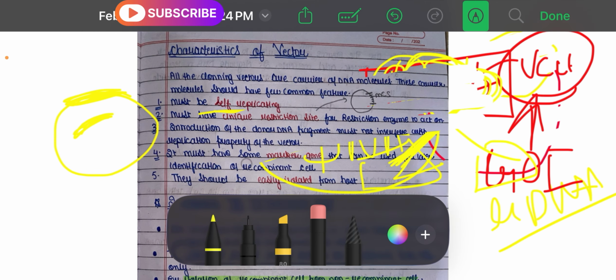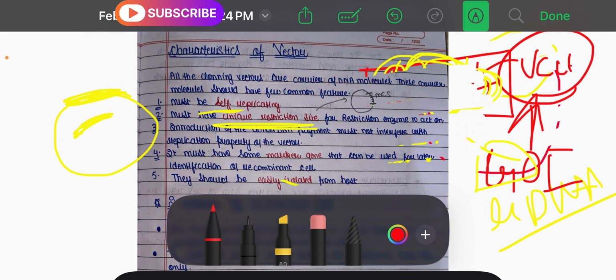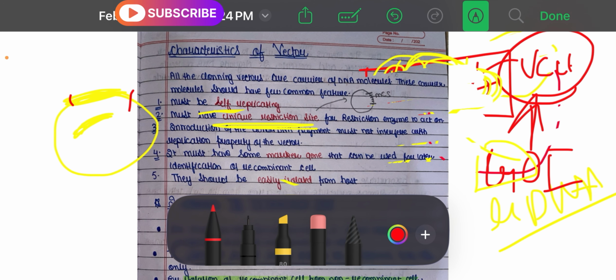Clear? So the second important point is that it is going to have a unique restriction site. What is the restriction site? As I discussed in the last lecture, this gene of interest and my vector should be cut with the same type of restriction enzyme. So for the restriction enzyme to cut, there must be a specific site present in the plasmid.